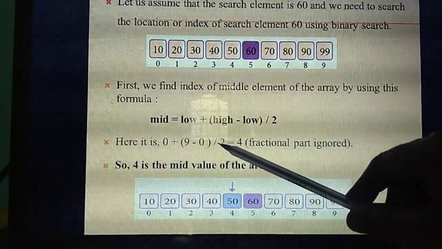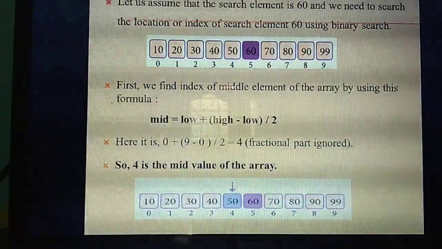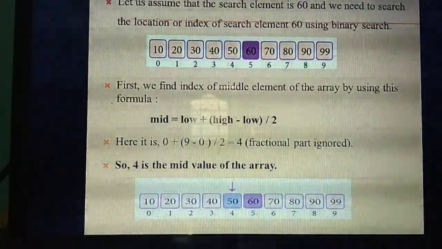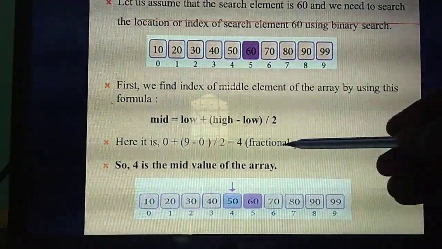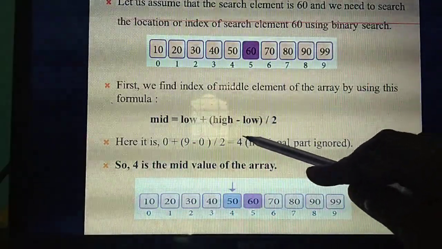0 plus 9 means 9. 9 divided by 2, you will get the answer 4.5. The fractional part we don't need to take, so the answer is 4. What's the middle value now? Now you'll get the middle value as 4.